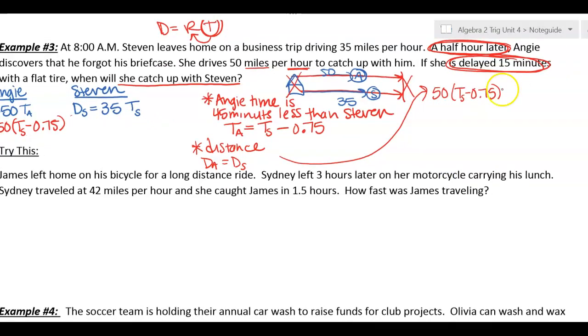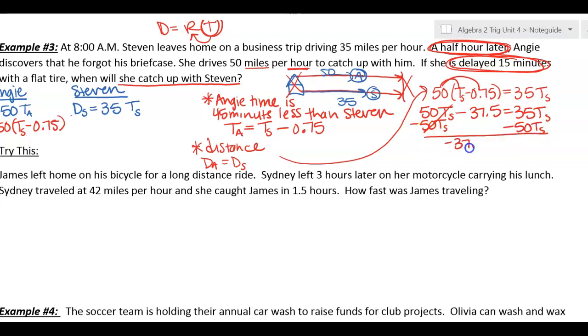Okay? So Angie's distance right now we have represented as this expression, and Steve's distance we have represented as this expression. So I'm going to set them equal, and notice the only variable I have left right now is time. I kept that little s with it to remind me that if I solve for this time, this is the amount of time that Steven's been gone from the house, not necessarily Angie. So I'm going to distribute this 50 so that I can try and solve this. So I'm going to do 50 times 0.75. That gives me 37.5. I'm going to combine the variables onto the same side. So this gives me negative 37.5 equals negative 15 times the time.